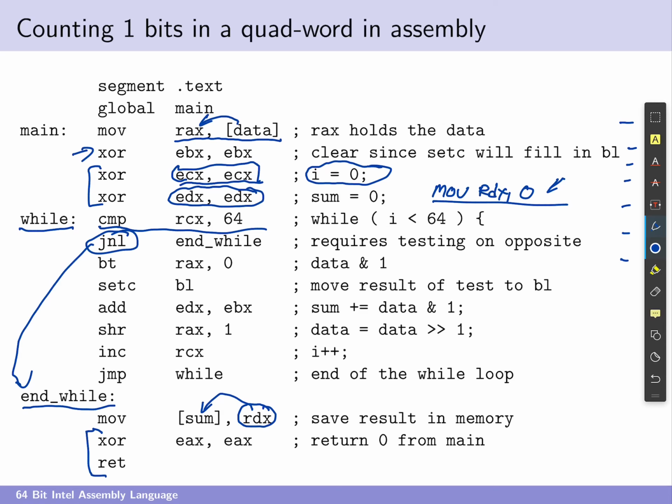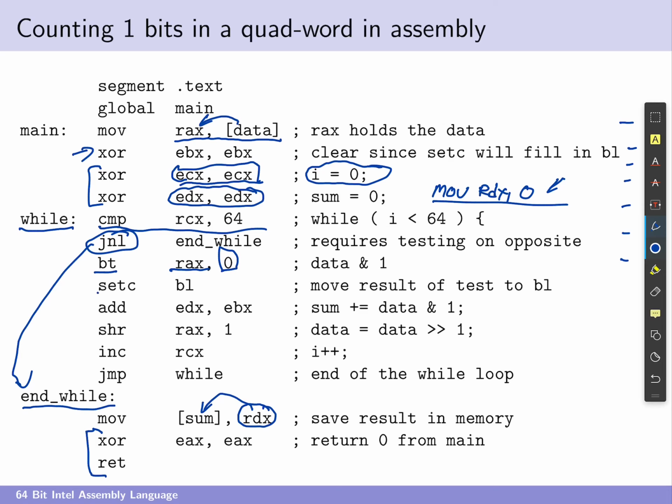So what's going to happen in this loop body? The first thing we're going to do is perform a bit test. Remember BT for bit test, and I'm going to check the 0th bit of RAX, so I'm checking the lower order bit of RAX. And then remember that this sets a flag: it sets the carry flag to be this value.